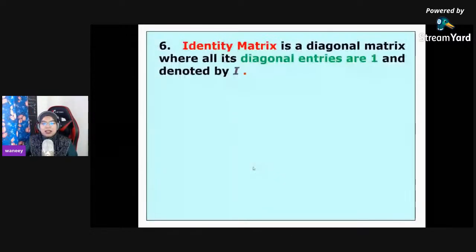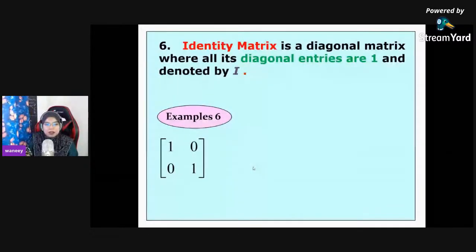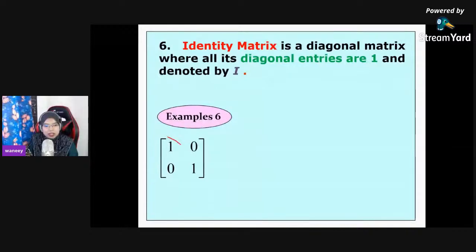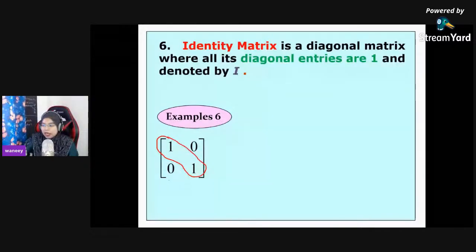Okay, so now 6. Identity matrix. An identity matrix is a diagonal matrix where all its diagonal entries are 1, and it is denoted by I. For example, this one, as you can see, on your leading diagonal these are 1 and everything else is 0. So this is I 2 by 2.